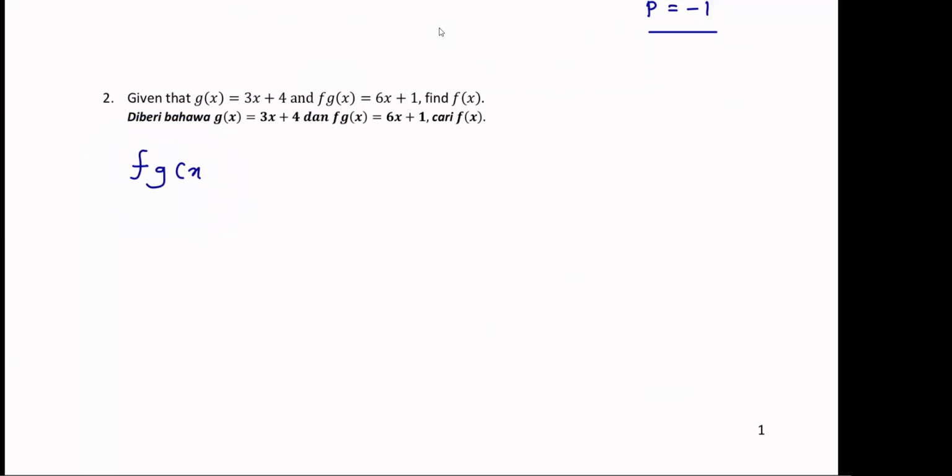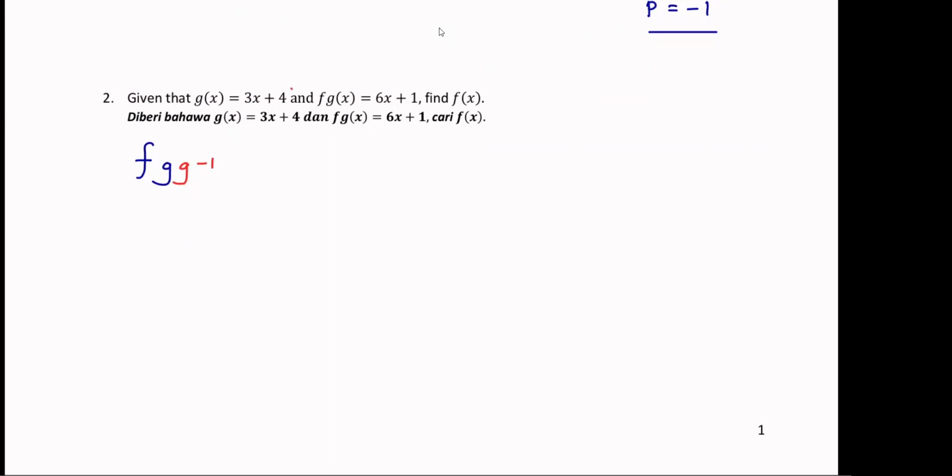For your information, class, the question asks you to find f(x). If you want to find f(x), you have to eliminate the g. So how to eliminate the g? By putting g inverse behind it, so that these two can cancel. That's the way. So you have to get me a g inverse.